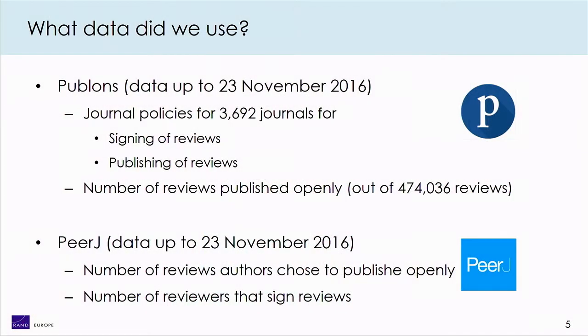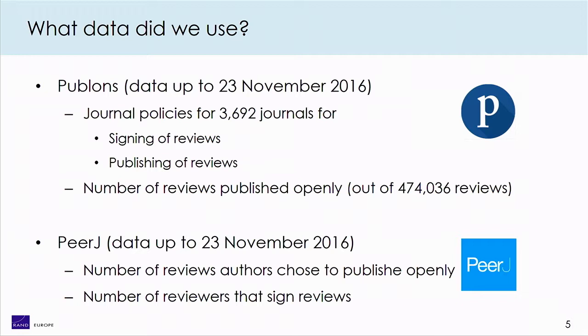So we used two sources of data for open peer review. So firstly, Publons, which many of you are probably familiar with. It's an online platform which allows reviewers to record their peer reviews and provides a verified record of peer review activity. We obtained two sets of data. So we obtained journal policies on peer reviews. So are authors allowed or required to sign their reviews, and are authors allowed or required to publish the reviews? And then also user data on the data in Publons, how many of the reviews are published openly.